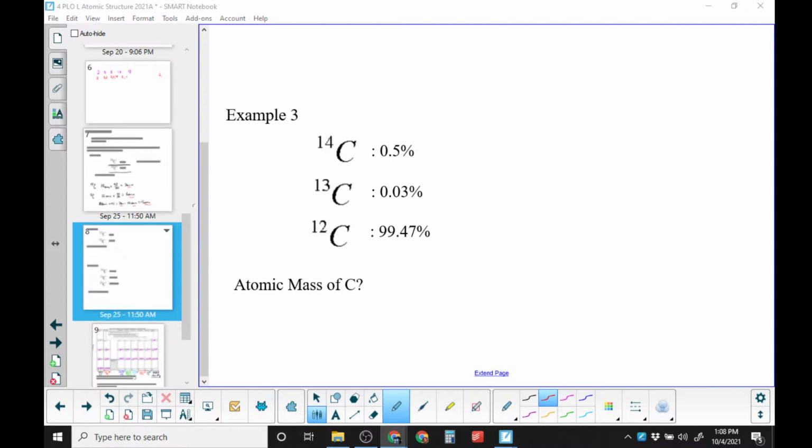Cannot be. If you're doing the averages, you can't get a mass larger than the largest mass. So if it's over 14, you should get 12 point something. So there's something deeply wrong with that. You didn't take that and divide it by 100, I bet. There you go.